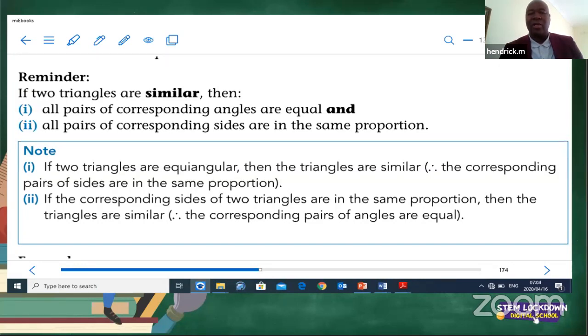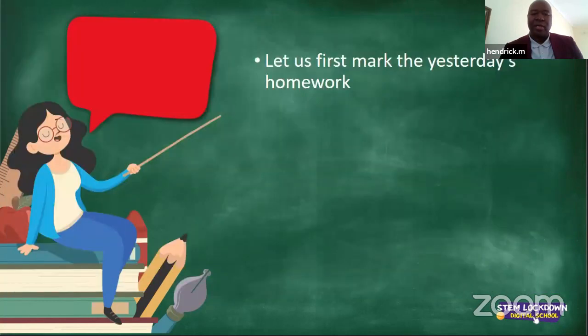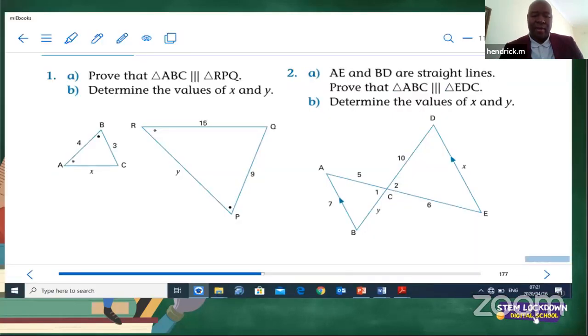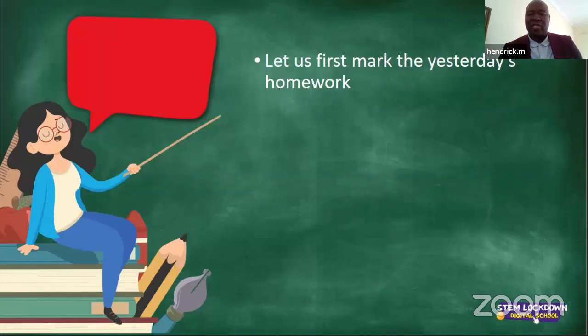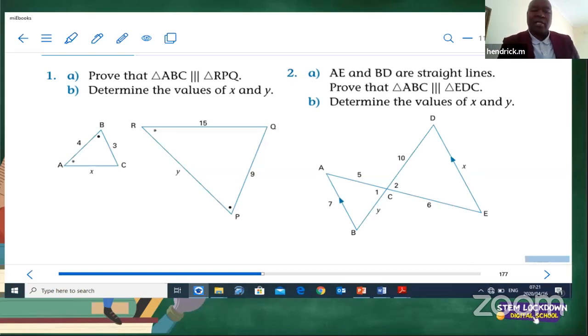And of course, I'm not going to waste time. I'm going to proceed now to look at the homework which I gave you. Let us first mark this homework which I gave to you yesterday. Looking at the first one, we've got 1, A and B there. You are given a pair of triangles. All that you need to do is to prove that triangle ABC is similar to triangle RPQ. And thereafter, you need to determine the values of X and Y.